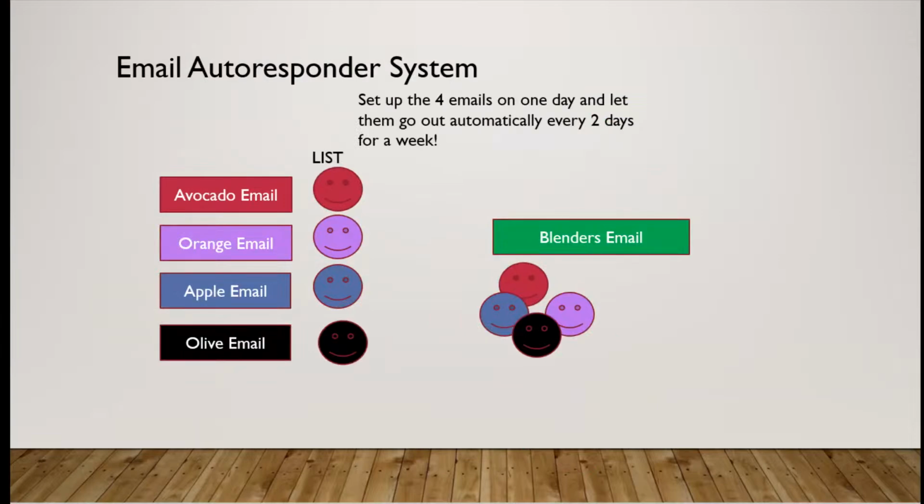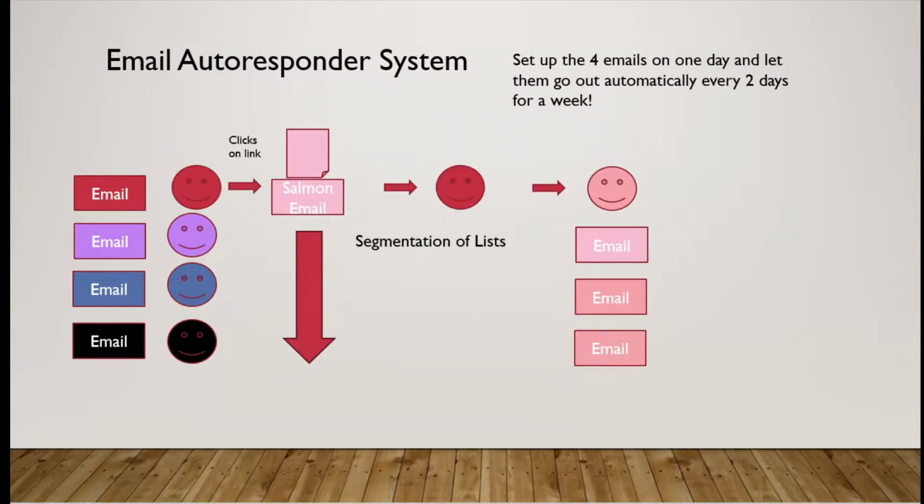Basically the concept here is that you can have different lists with different topics, but you could possibly send them all the same email if it's relevant to them, and they'll be interested. And of course, you can have them go on to different lists as well.